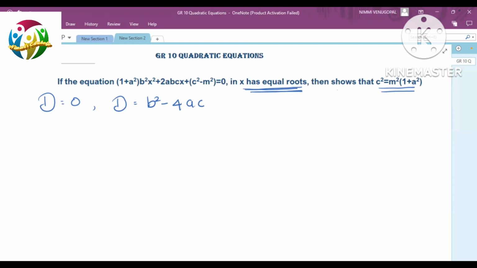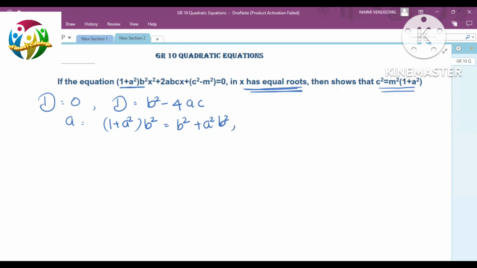According to this question, the value of a is equal to what? 1 plus a square into b square. That means value of a means coefficient of x square. Coefficient of x square will be value of a. We can open the bracket. When we open the bracket, b square into 1, b square, plus into plus plus, a square into b square, a square b square.